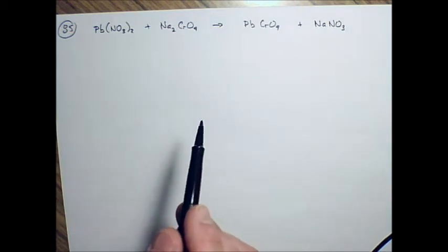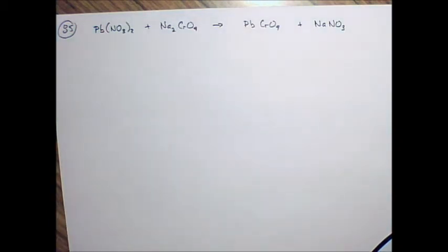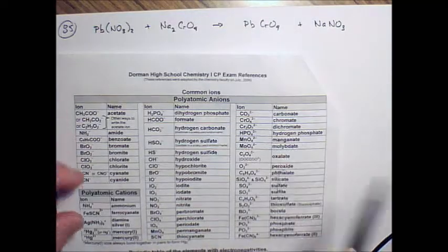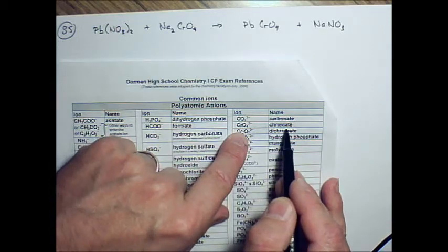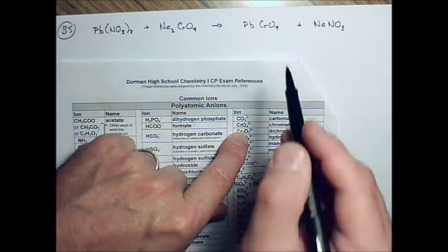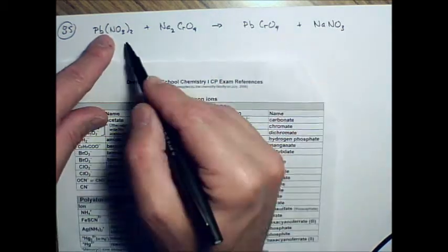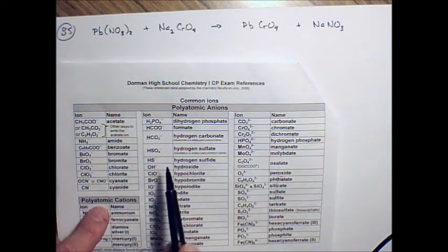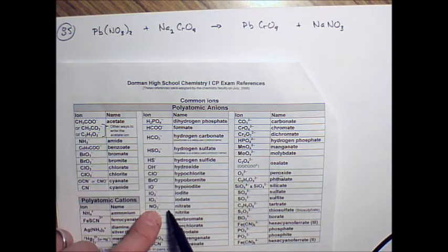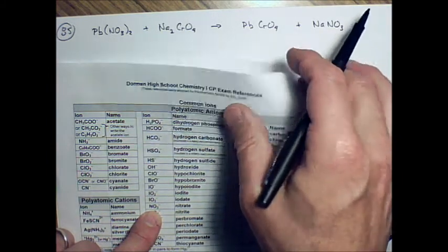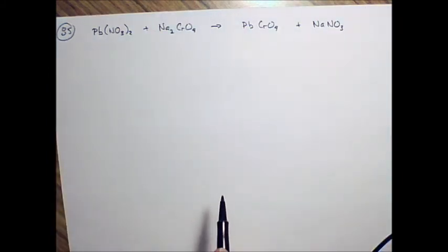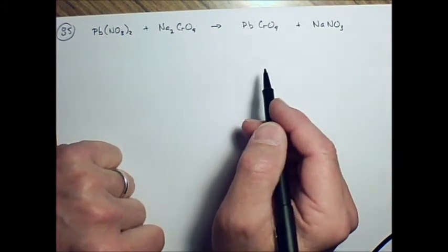And if you look on your common ions list, you'll find that formula. CrO4 is chromate. It's right there. So that 4 does travel. This is nitrate. Let's see, where is nitrate? It's right here. So it does travel as well. That 3 travels. All right. We need to balance the equation.